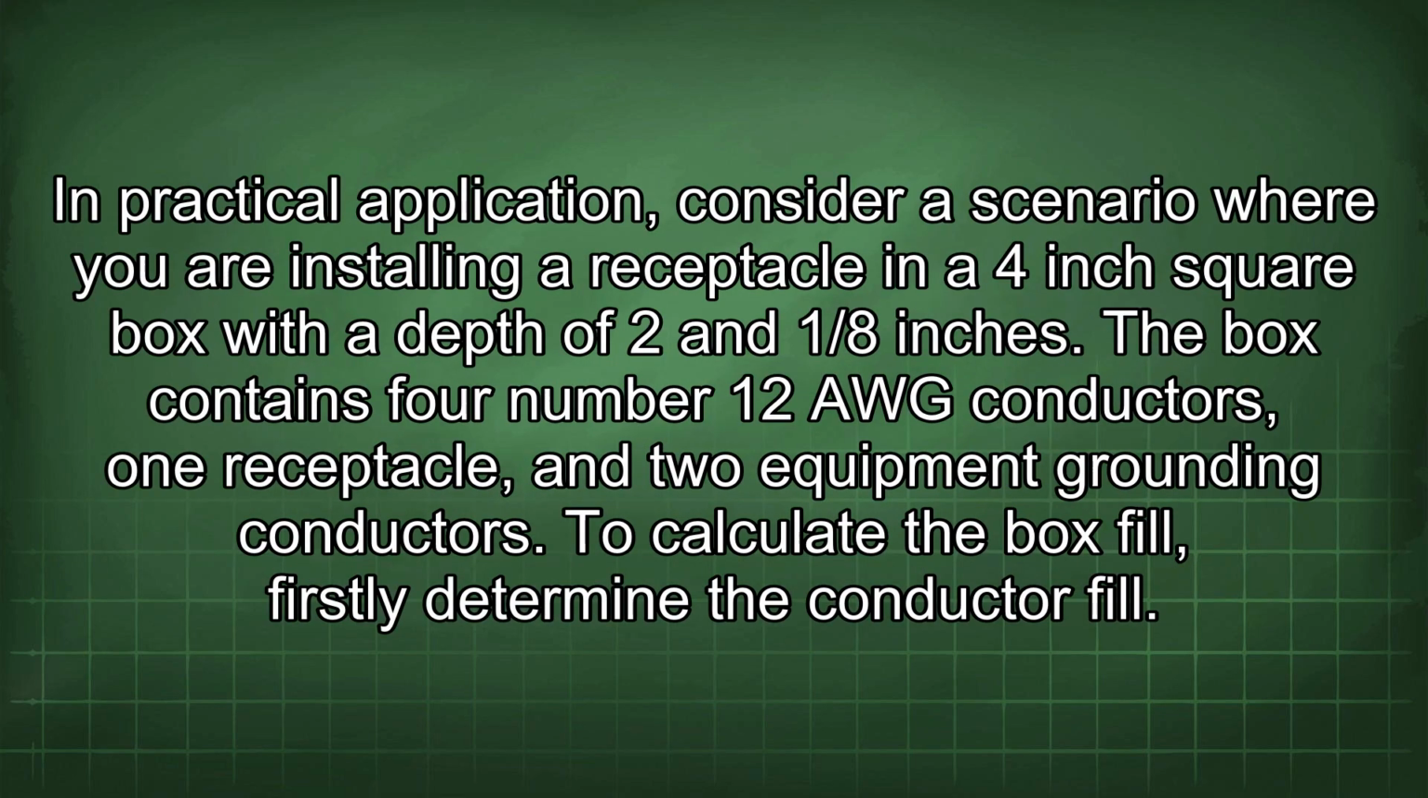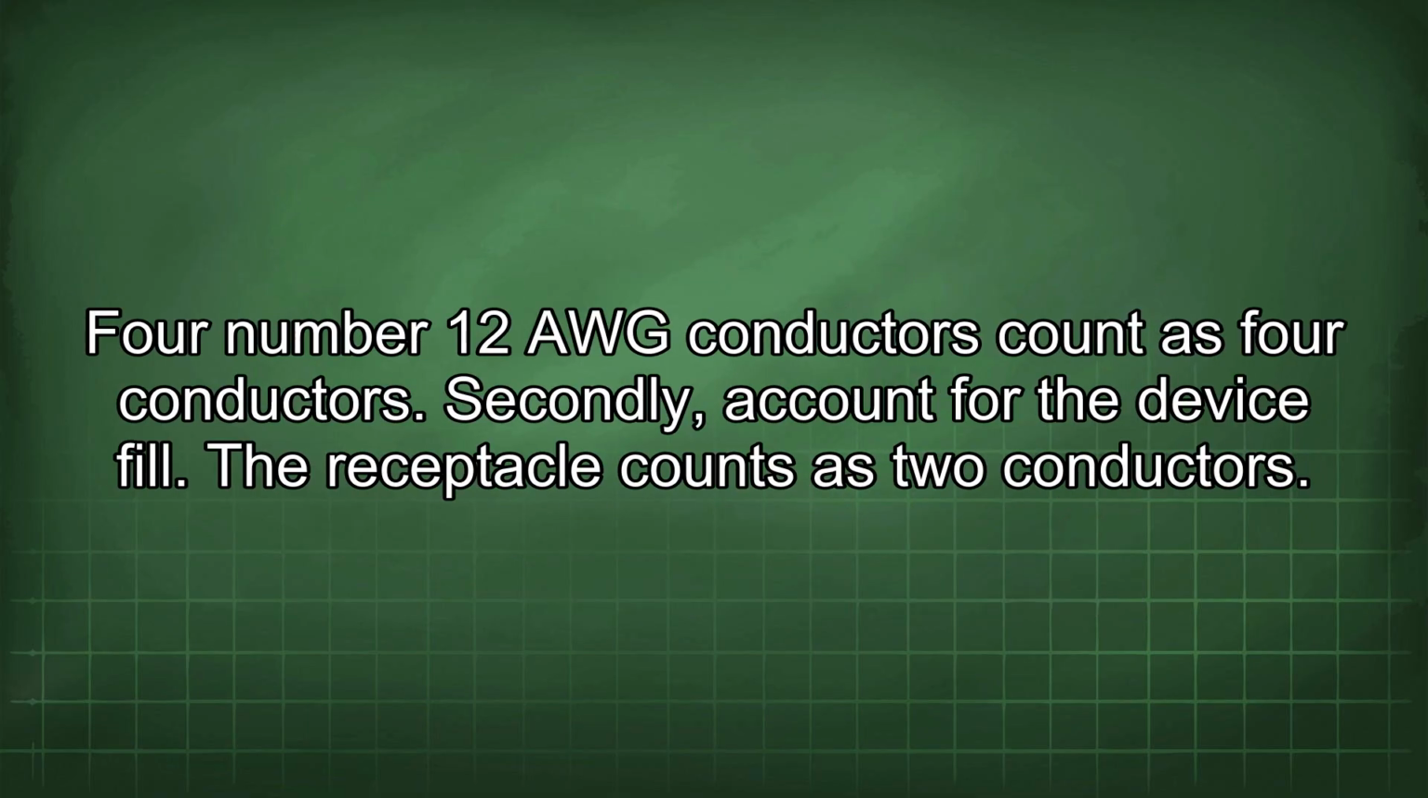In practical application, consider a scenario where you are installing a receptacle in a 4-inch square box with a depth of 2 and 1/8 inches. The box contains 4 number 12 AWG conductors, 1 receptacle, and 2 equipment grounding conductors. To calculate the box fill, firstly determine the conductor fill. 4 number 12 AWG conductors count as 4 conductors. Secondly, account for the device fill. The receptacle counts as 2 conductors.